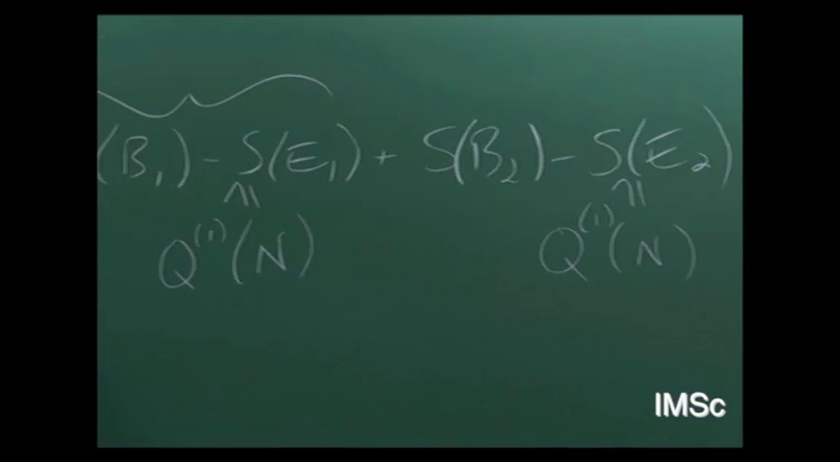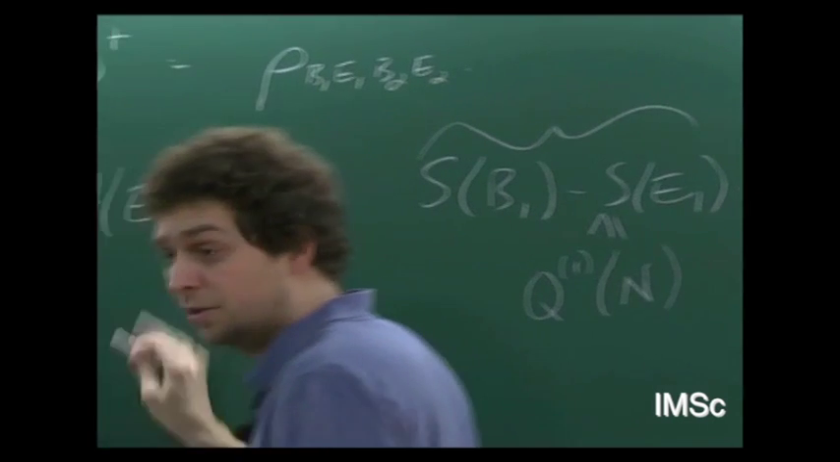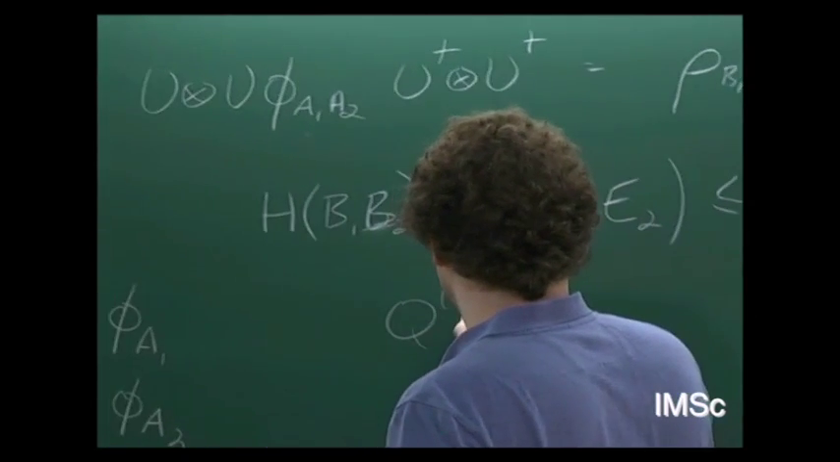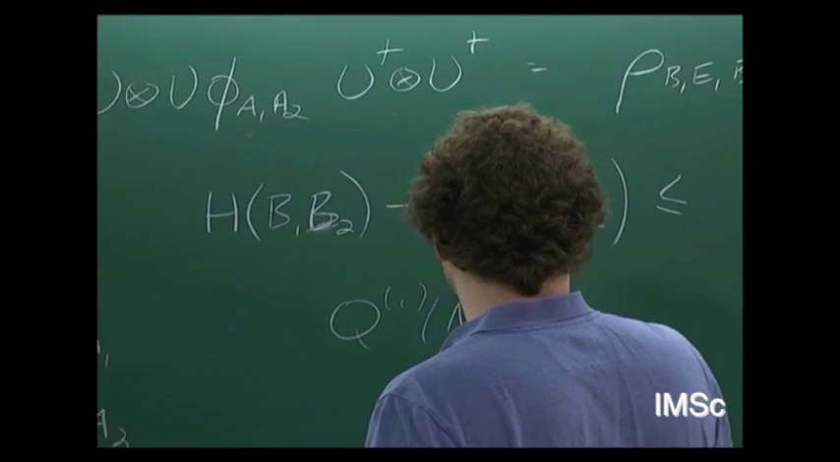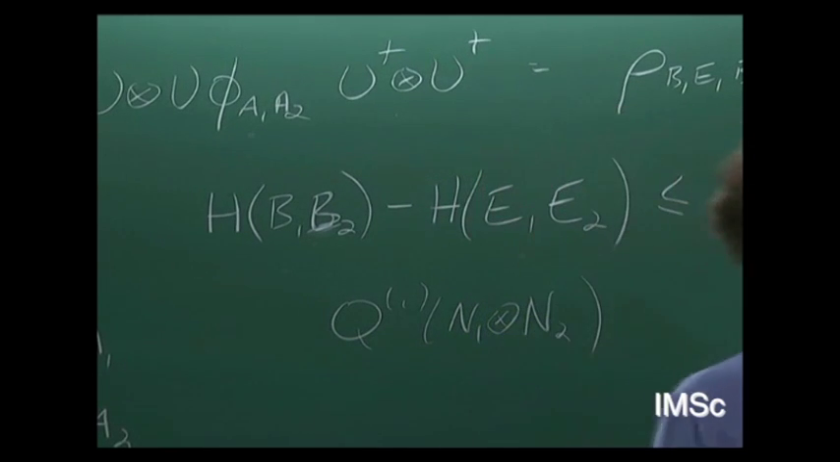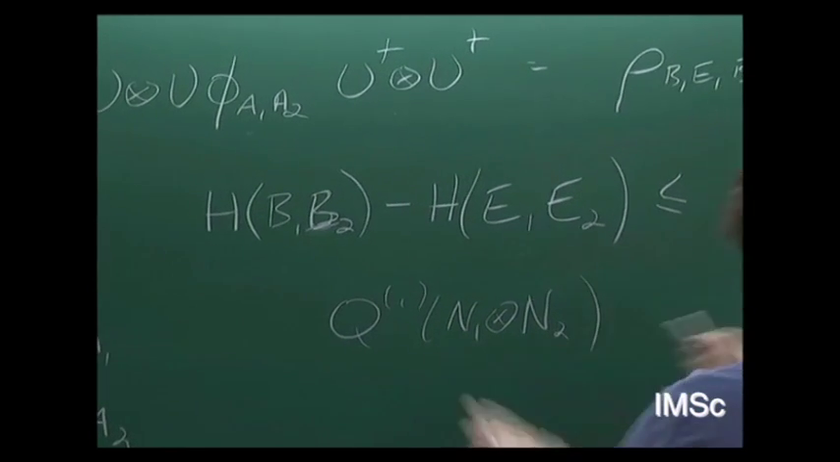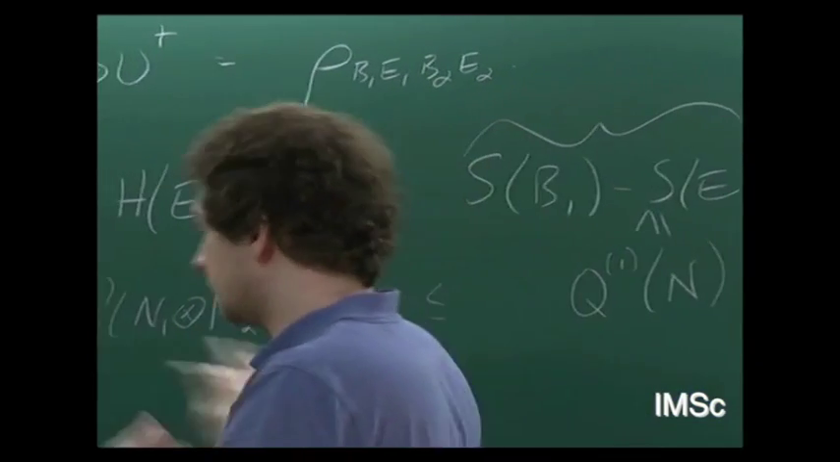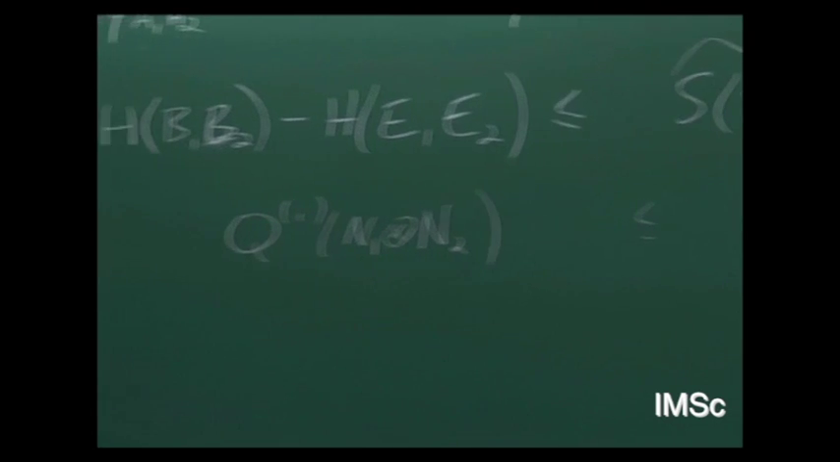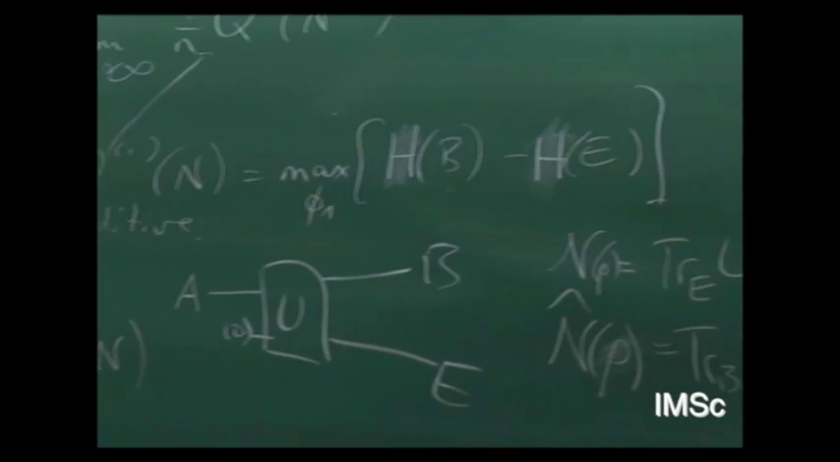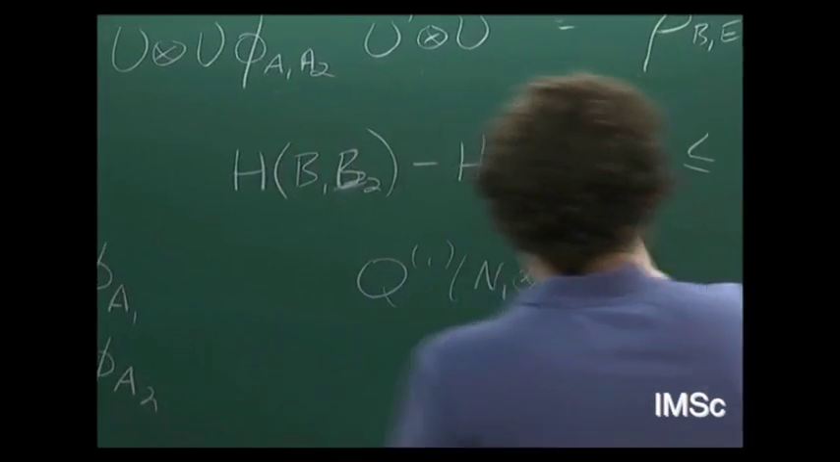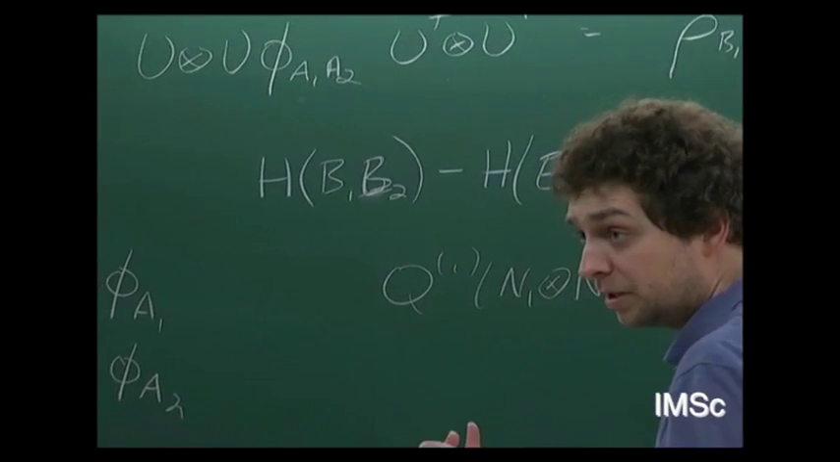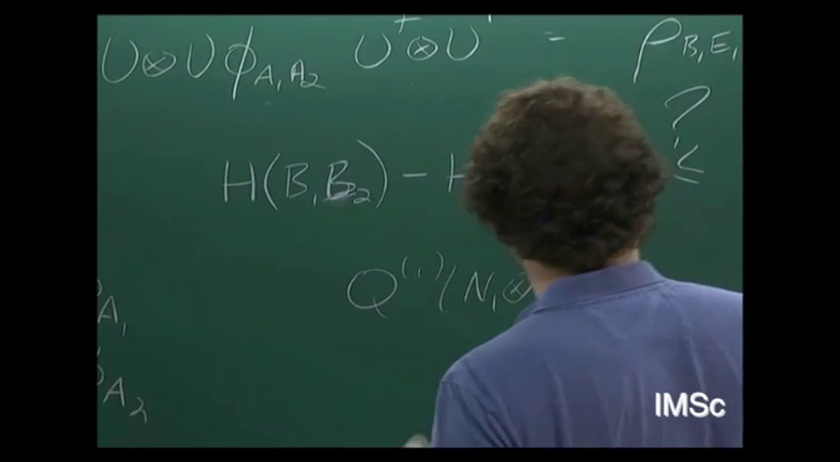And since I assumed this was the optimal state, this is going to be equal to Q1 of two copies of the channel. So what we need to do is show that this is less than or equal to the sum of those two. Then we'll have shown that this Q1 is additive, and this limit doesn't need to be included, and I can just evaluate this. So I can just re-express this inequality that we're hoping to prove. Okay, so I should put a big question mark here because it's not proved yet.